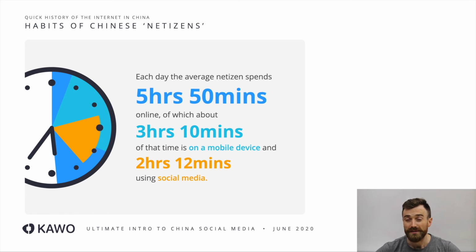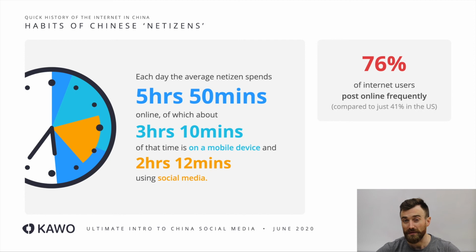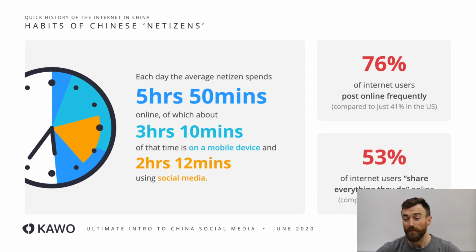So compared to users in the West, where only about 41% of people post online frequently, it's as high as 76% of people in China, and as much as 53% of people share almost everything about their lives on social media because they have a slightly greater feeling of privacy than you would on a social network like Facebook in the West.